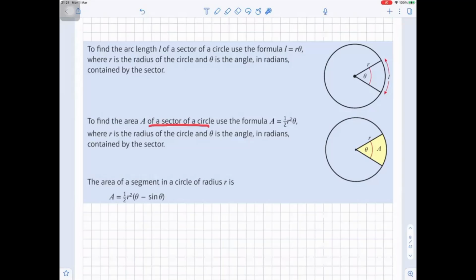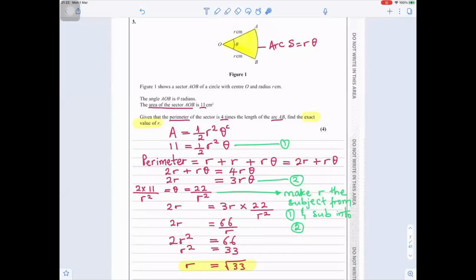And to find the area of a sector, use the formula area is half r squared theta. We want to find that yellow area, where r is the radius of the circle and theta is the angle in radians. Make sure the angle is in radians. Don't forget, the angle has to be in radians. And then that's the formula for segment. We're going to use this formula. So the area, half r squared theta in radians. So they've told us the area is 11. And half times r squared times theta, that gives us equation 1.